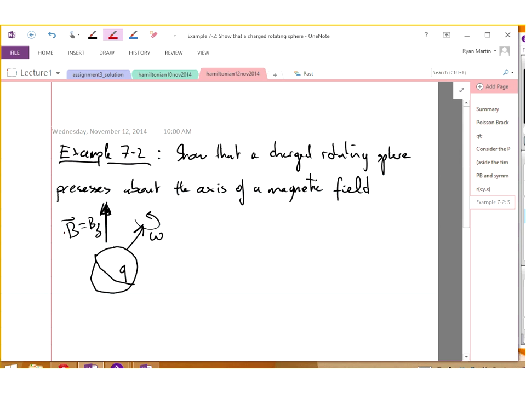Okay. So what that means, precesses, means that the axis of rotation, I apologize for the terrible diagram, the axis of rotation precesses about the magnetic field. So it's like a spinning top. Okay? So we have to prove that. Well, we've pretty much been given no information, right?